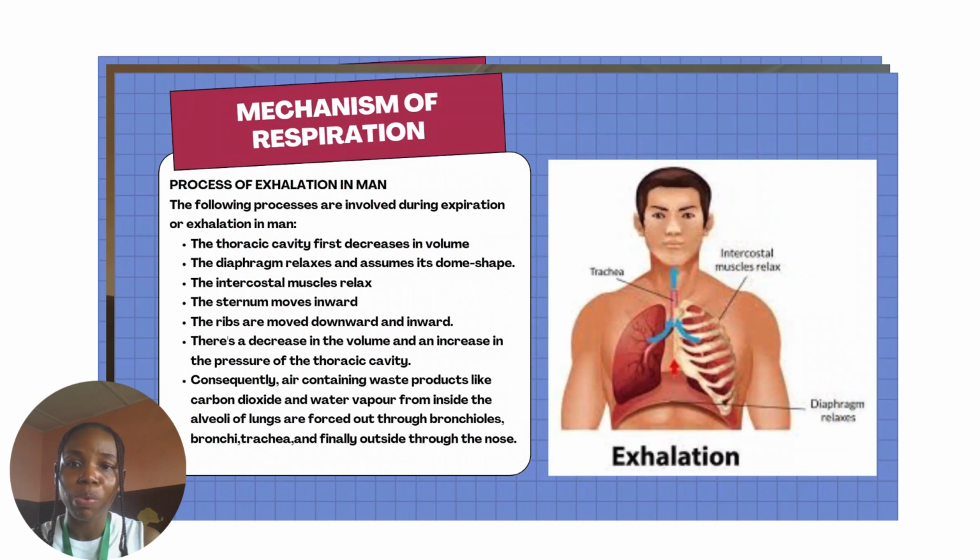Now let's take a look at the process of exhalation. The following processes are involved during exhalation. It's just the opposite of the process of inhalation. So the first thing that happens during exhalation is that the thoracic cavity decreases in volume. Unlike in inhalation where it increases in volume, here it decreases in volume. Then the diaphragm relaxes and assumes its dome shape back.